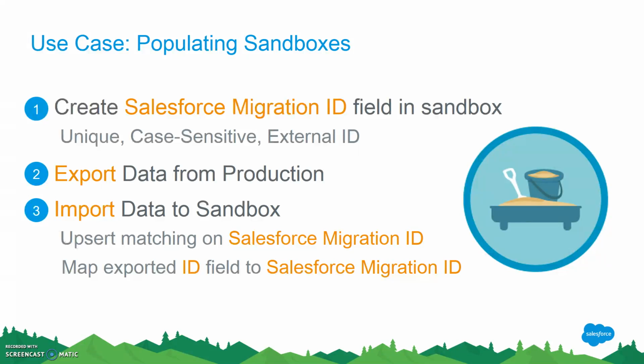To get started, we need to do three things. We need to create external ID fields on the objects in our sandbox that we're going to be loading data to. Secondly, we'll export the data from our production org, and we won't have to make any changes to it. And third, we're going to import that production data into our sandbox using the upsert operation, and matching the production ID to the external ID field in the sandbox.